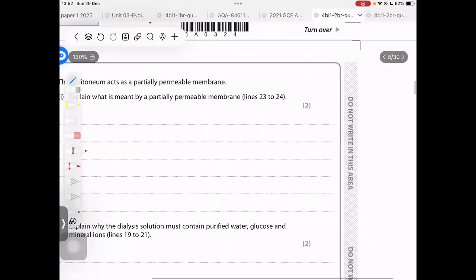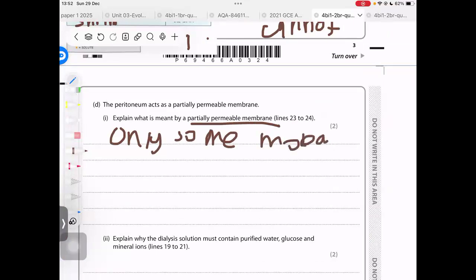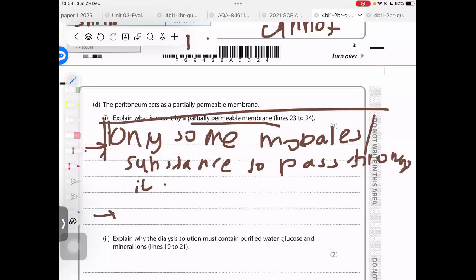You have to mention what this partially permeable means. Partially permeable means it only allows some molecules or substances to pass through it. That is the first point that they have given, which is equivalent to 1 mark.